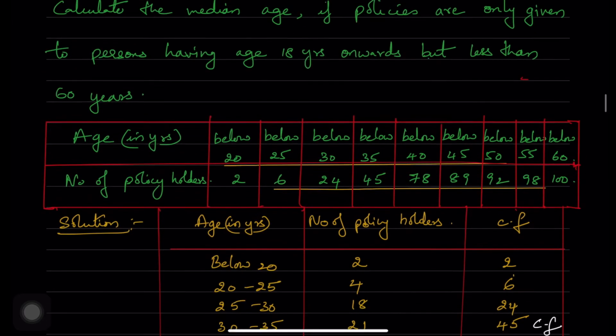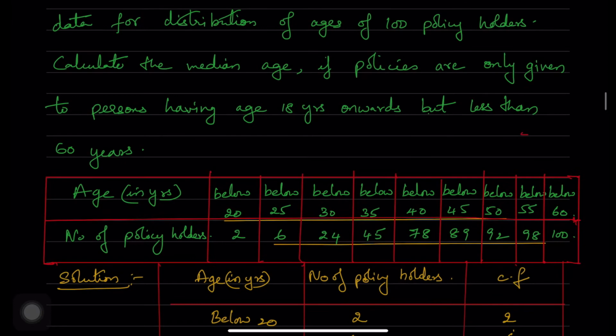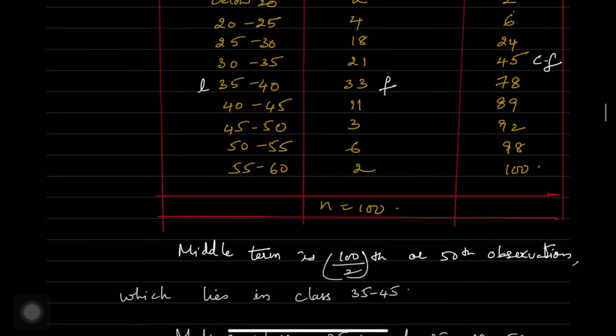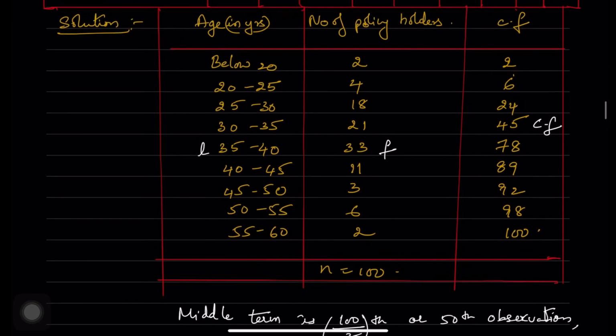So for finding the median of this data, they ask to calculate the median age, so you have to calculate the cumulative frequency. So first observation is 2, then 2 plus 4 is 6, 6 plus 18 is 24, 24 plus 21 is 45, 45 plus 33 is 78, 78 plus 11 is 89, 89 plus 3 is 92, 92 plus 6 is 98, 98 plus 2 is 100. So now you got n is equal to 100.